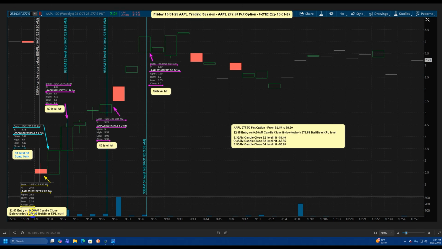So here we have the $2.45 entry in the 9:30 a.m. candle close below today's bull bear KPL.